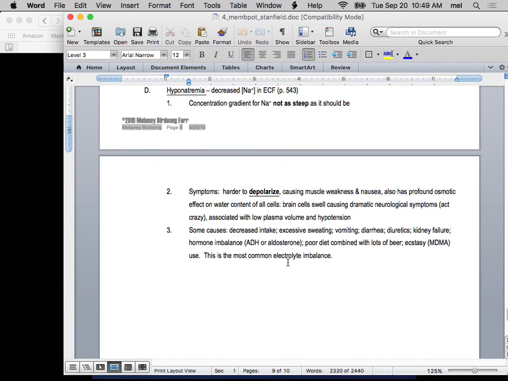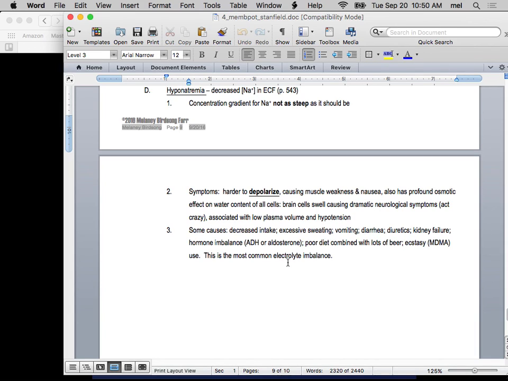Okay, and then the last one is the most common one. This is the one that lands most people in the hospital, usually in the middle of summer. So hyponatremia, it's what level of what where? Low sodium in the extracellular fluid, exactly. Here's what happens: the concentration gradient for sodium is not as steep as it should be. It should be what to what? Outside to inside, 15 to 1. Now let's say it's 5 to 1. You guys with me?